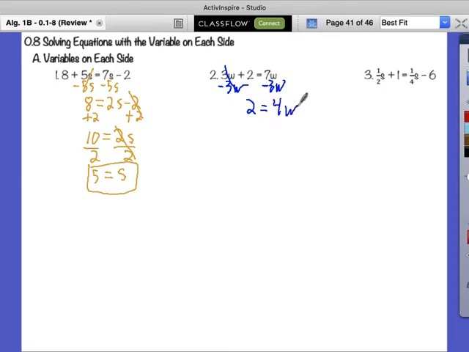Now what? Now you divide by 4 on each side. Why are we dividing by 4? To get rid of the 4 on 4W. Very good. What happens with this 4 and this 4? They reduce down to W. Now 2 over 4, not a whole number, but we can reduce the fraction. What goes into both? 2. 2 goes into 2 how many times? 1. Goes into 4? 2. Twice. 1/2 is W.